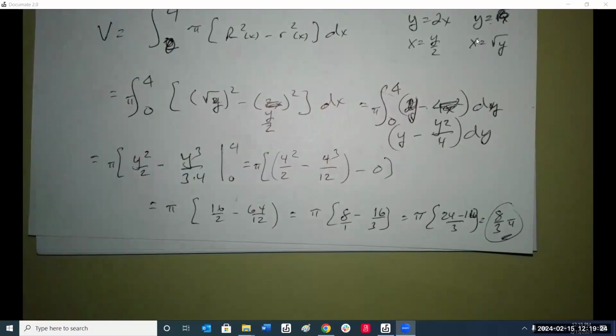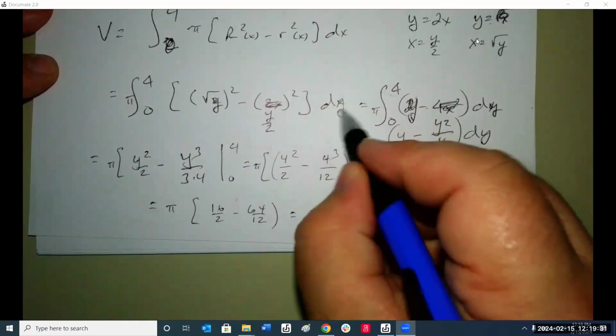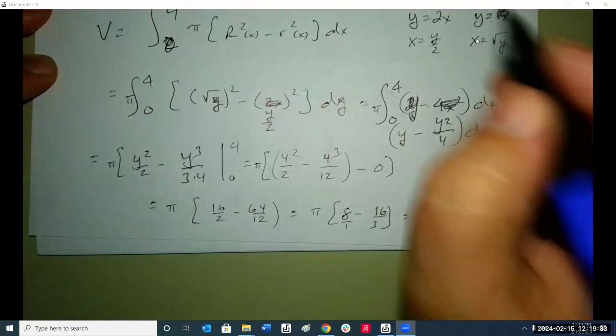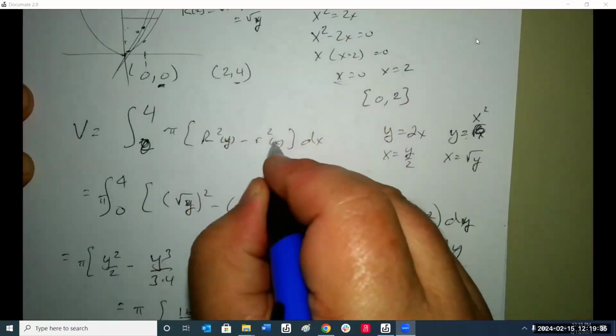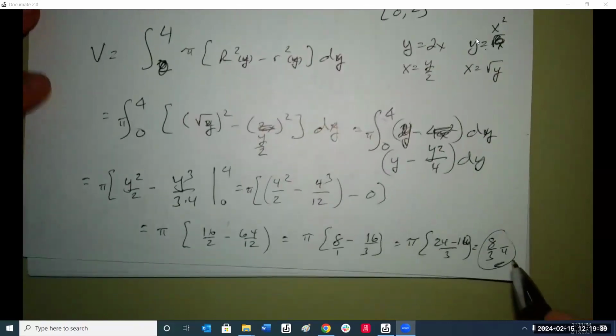Yeah, I forgot because we're rotating about the y-axis. So we have to make all of mine with respect to dy, because we're rotating about the y-axis. So all the functions have to be with respect to y.